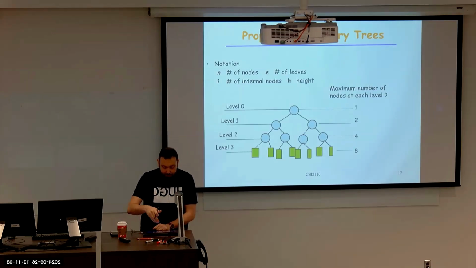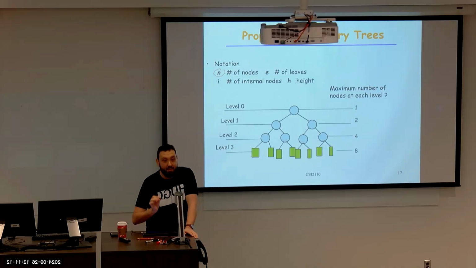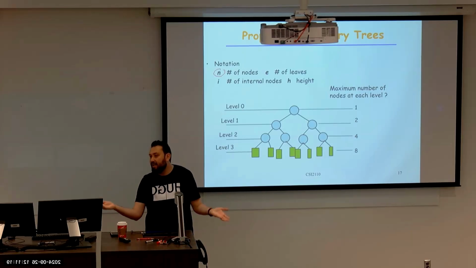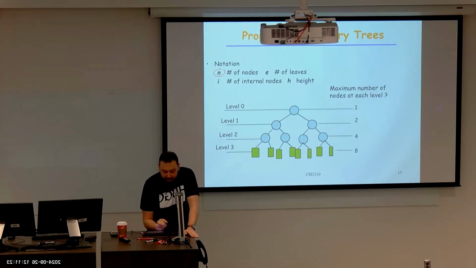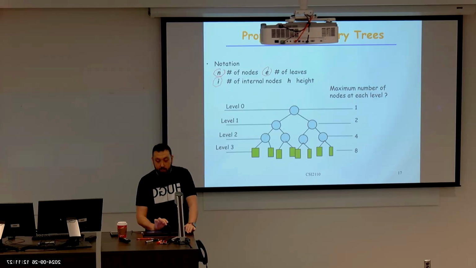Before we take the example, let's officially explain this. What do we mean by n? When we say n, that means the number of nodes. It's the same thing as when we used to say there are n elements in the array, we're saying the size of the array. When I say n, it's the number of nodes. If you see e, we're referring to the external nodes, i to the internal nodes, and h the height.